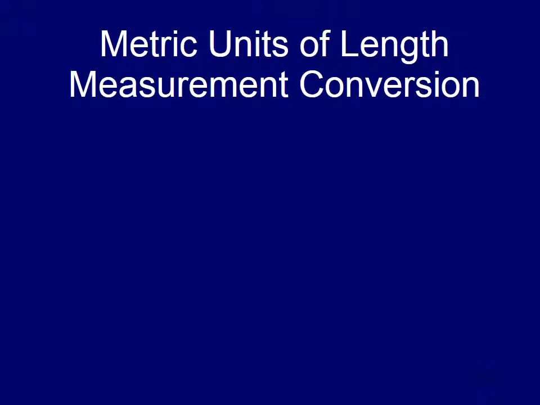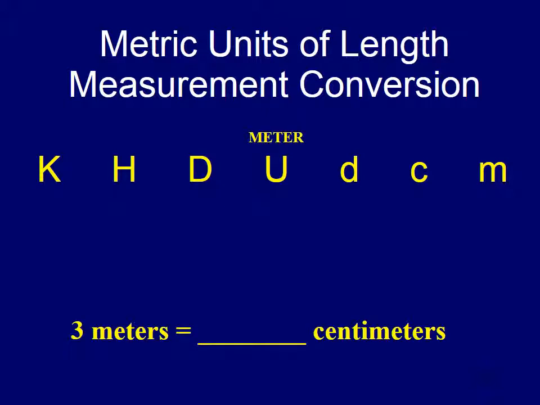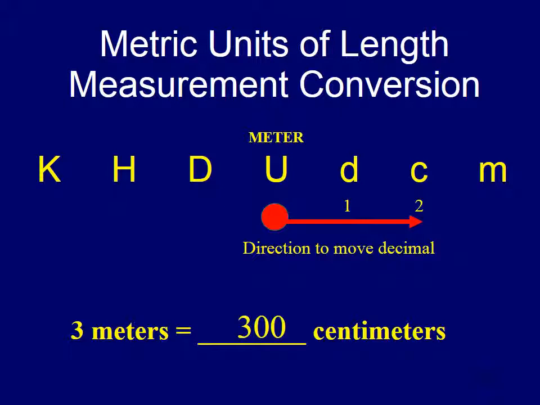Let's try one more. King Henry doesn't usually drink chocolate milk. Meter. 3 meters equals so many centimeters. Put my dot on my meter. Take my arrow to the centimeter mark. I'm going to count the place values, which are 2. And I'm going to move my decimal, which is right after my 3, 2 positions to the right, giving me 300 centimeters.